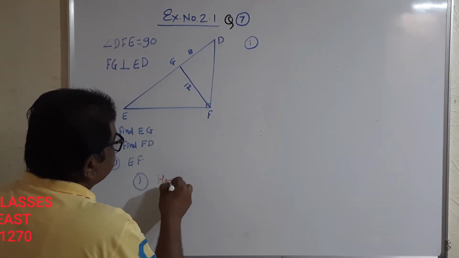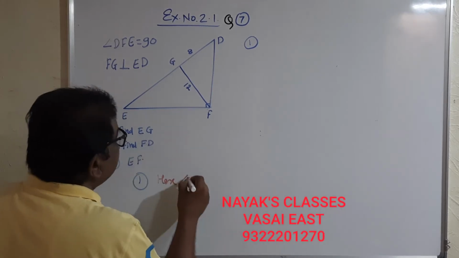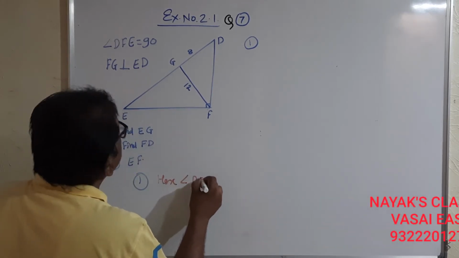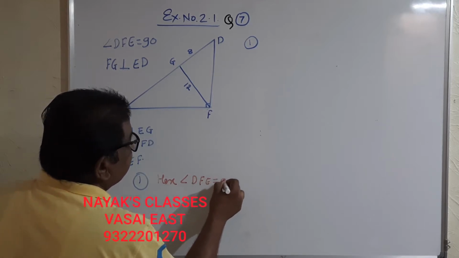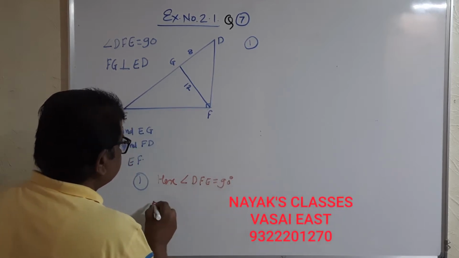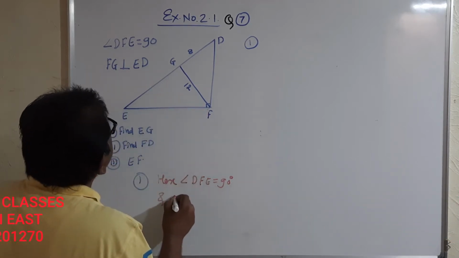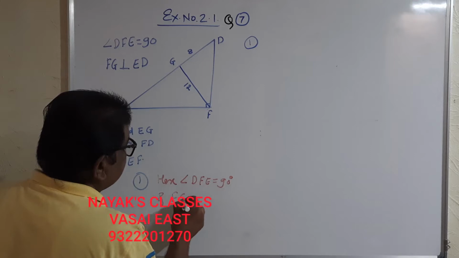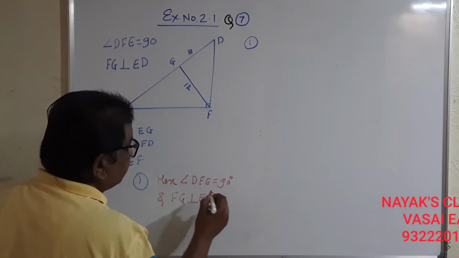Here angle DFE is equal to 90 degrees and FG is perpendicular to ED, given.